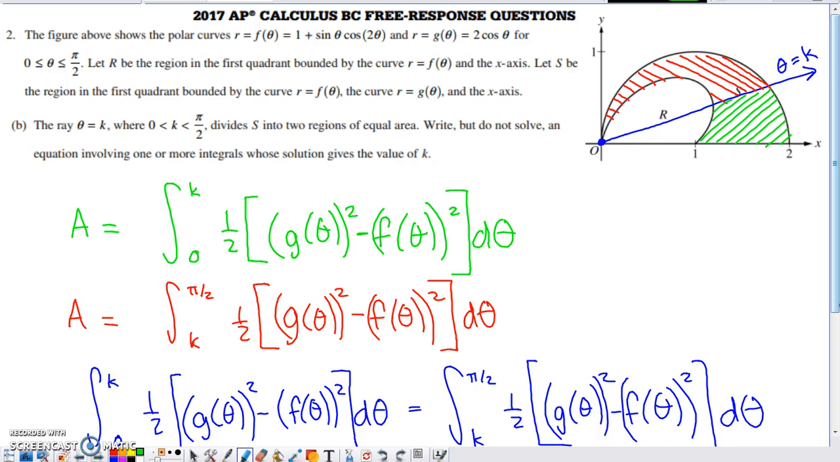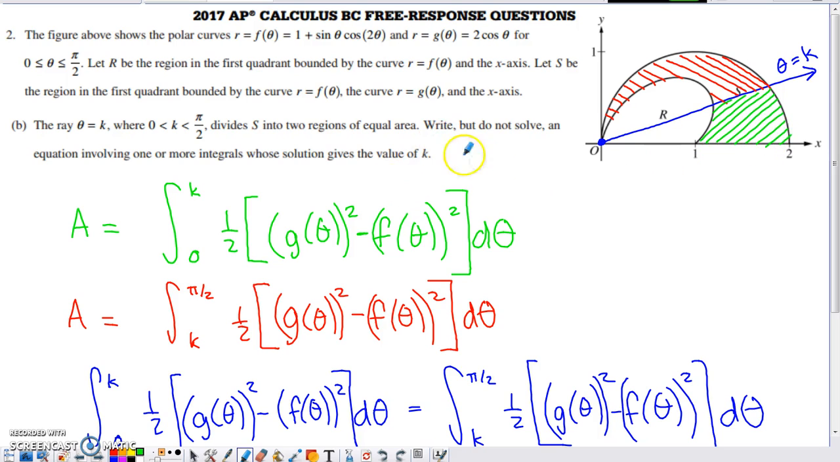In part B, what they ask you to do is consider the ray theta equals k. And it tells us that k is between 0 and pi by 2. And it divides the region S into two regions of equal area. So I went ahead and I drew this ray k into my coordinate plane. And I have this region of S that's up above the ray theta equals k. And I have this region that's below that ray, theta equals k. So I've got part of that region in red here. I've got the other half of that region in green.